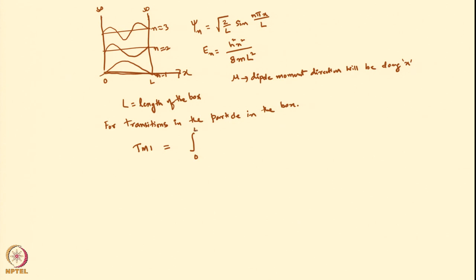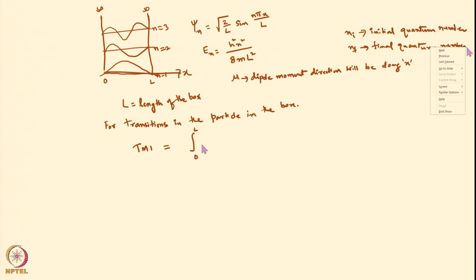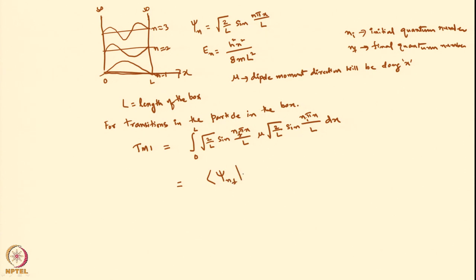Okay. Now, let us say you go from n is equal to n I, that is the initial quantum number, and you go to n F, that is the final quantum number. So what you have is two wave functions, square root of 2 by L sin n F pi x by L, your dipole moment mu, root 2 by L sin n I pi x by L dx. So this is your transition moment integral. Simply put, this will be nothing but psi n F mu psi n I. So this is the integral that we need to solve.